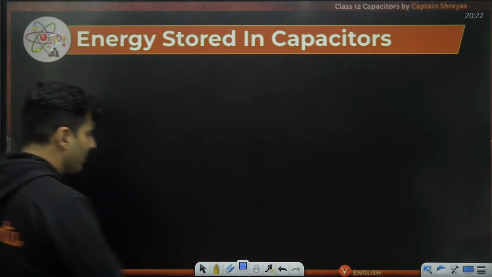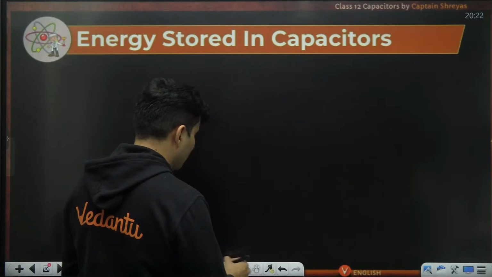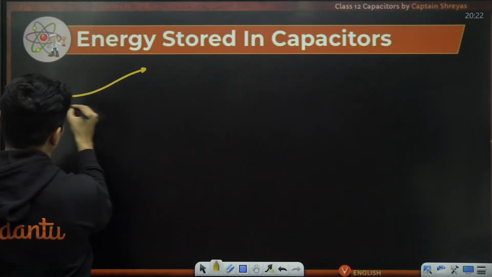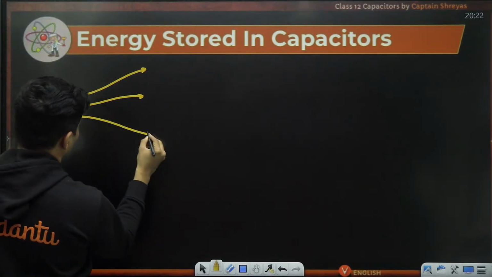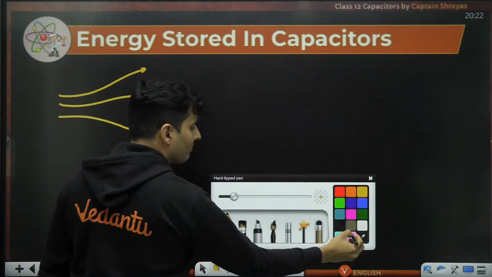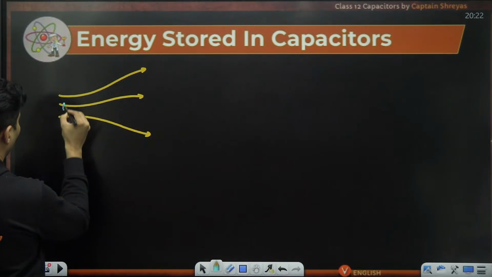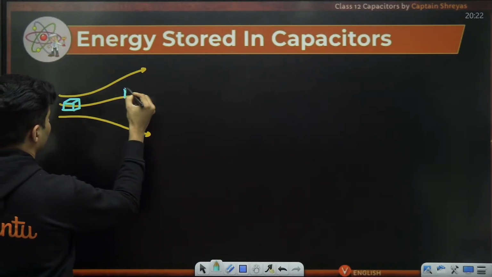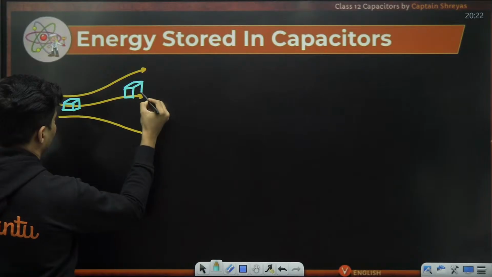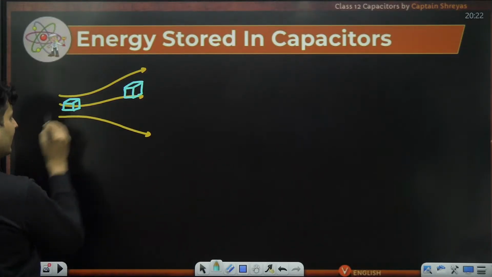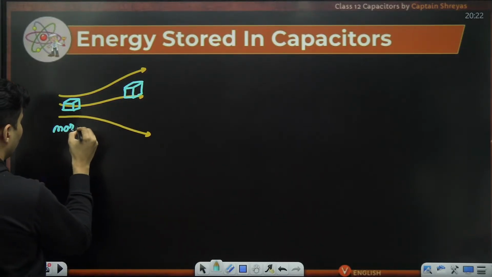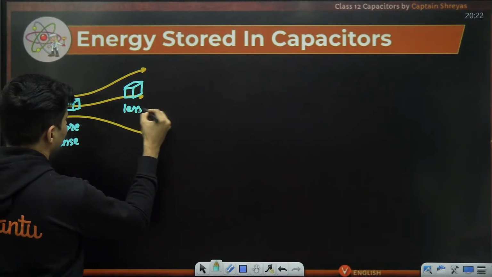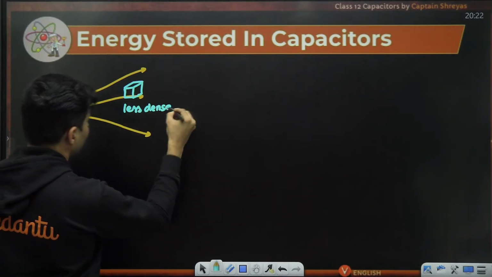So also remember something like this. Maybe the electric field is non-uniform. Here also you can think of small volumes like this, unit volumes. Over here versus over here, here the density will be less, here the density will be more. So more dense energy here, and here you will have less dense energy.